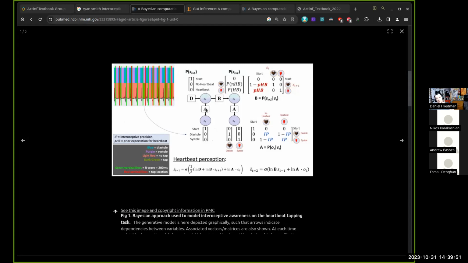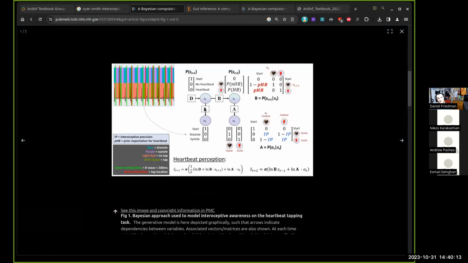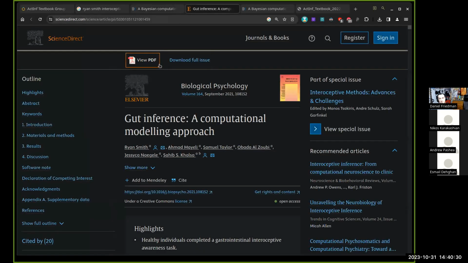And then A, which of course maps between observations and hidden states, if A were the identity matrix, this would be a fully observable setting. But of course, A isn't exactly the identity matrix. And in fact, they're interested in the precision. So then they can parameterize this model, and you can test whether the precision, the interoceptive awareness, differs amongst individuals or between individuals who have this or that diagnosis.